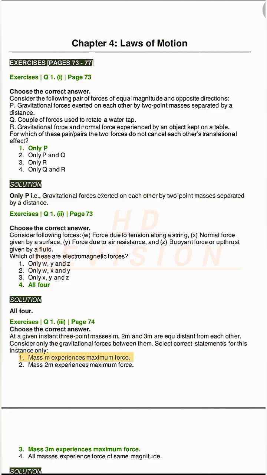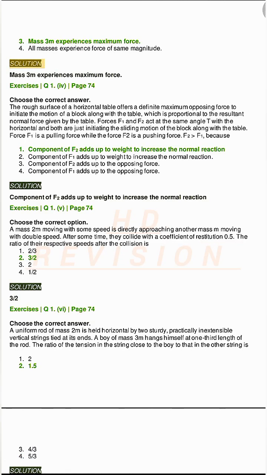1. Mass m experiences maximum force. 2. Mass 2m experiences maximum force. 3. Mass 3m experiences maximum force. 4. All masses experience force of the same magnitude. Solution: Mass 3m experiences maximum force.